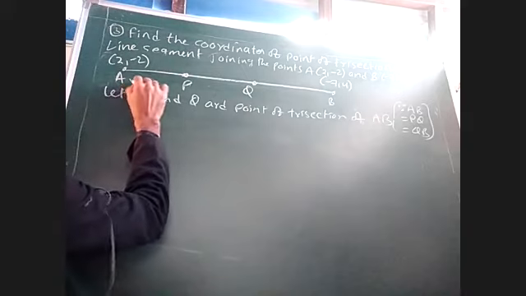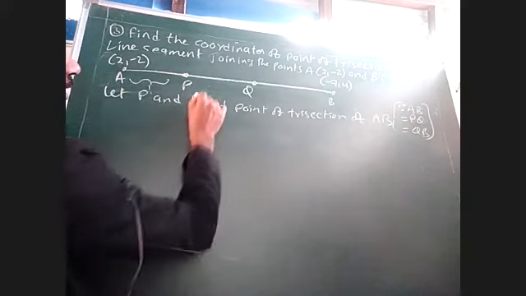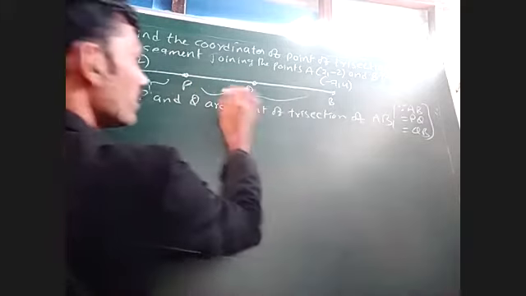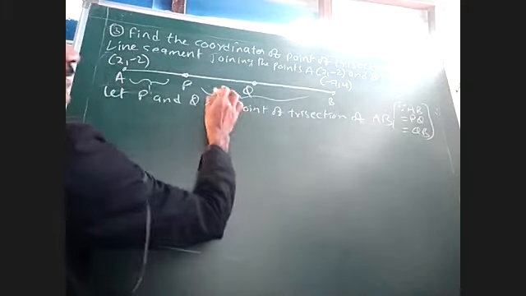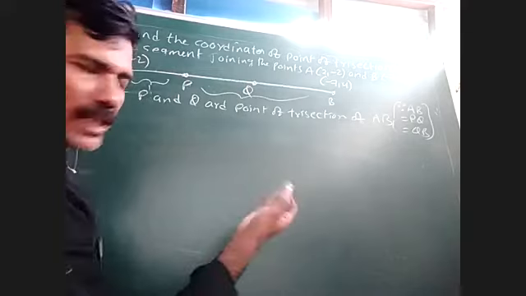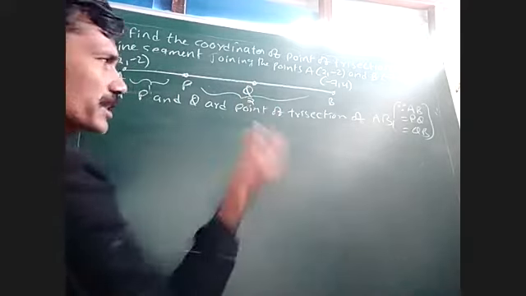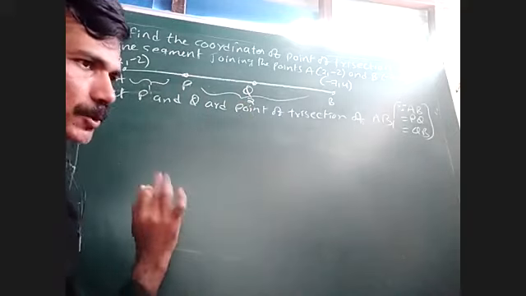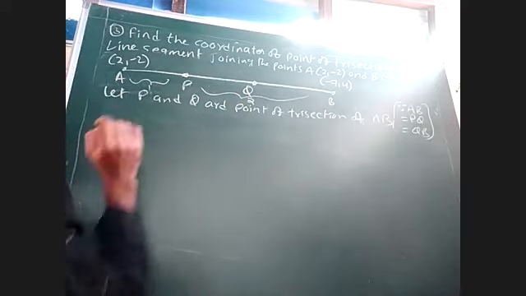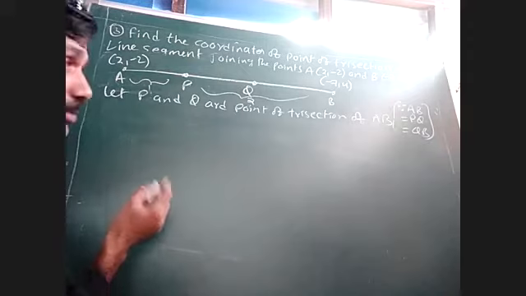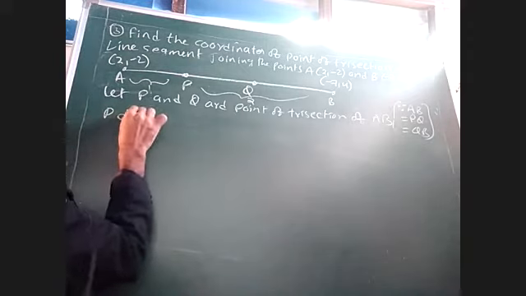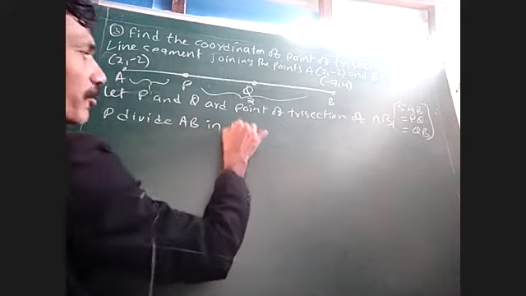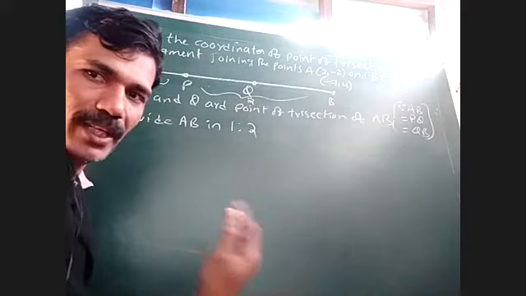Up to here, one part. Let's see how P divides AB. Here, 2 parts. If you express in lowest terms, this will be 1 part and that will be 2 parts, a 1:2 ratio. So to find the coordinates of P, what do we have to do? P divides AB in what ratio? In the 1:2 ratio. Then you can find P.